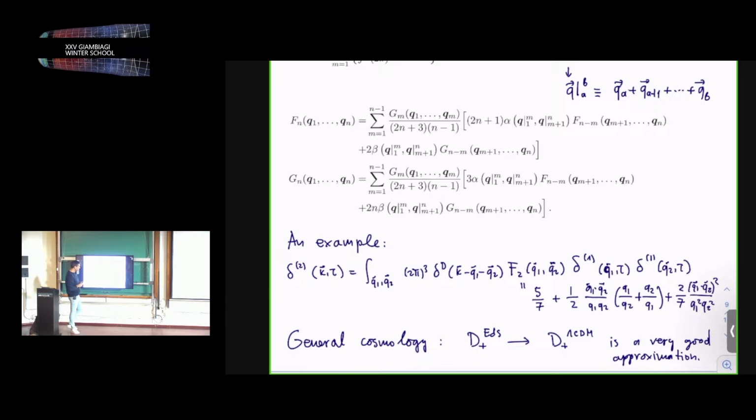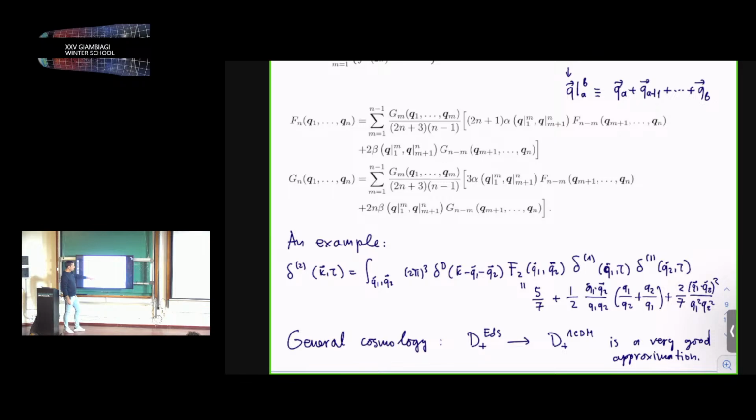Okay. Now, the question is, what is the physical meaning of these terms in the F2 kernel? Well, I think that these terms do have some physical meaning.